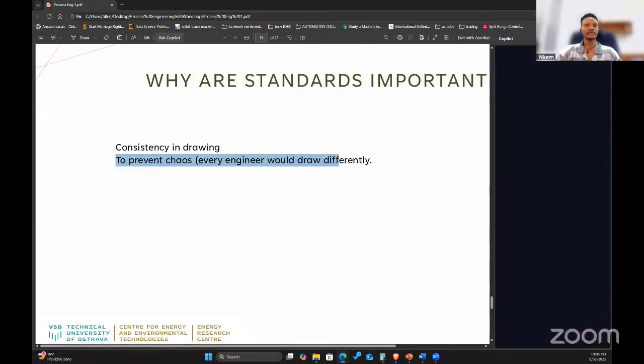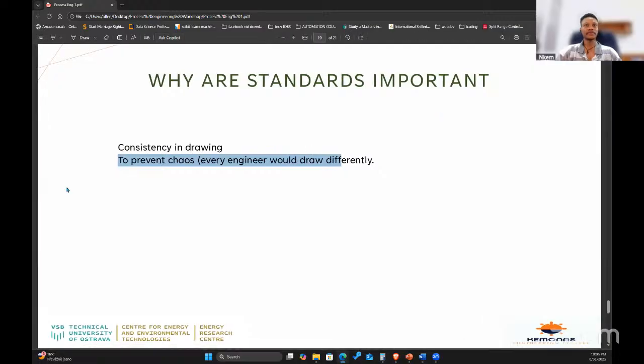Like I said, this is to prevent chaos. Otherwise every engineer is going to draw differently. You draw whatever you wish to draw.